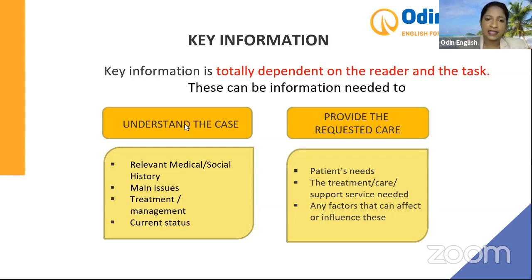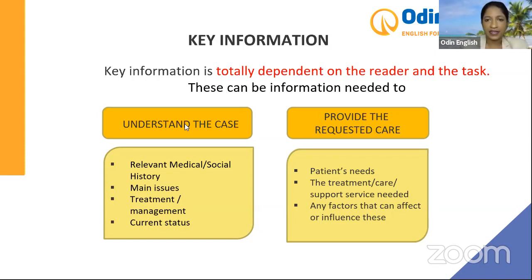So to understand the case, let's see what information would be needed for the reader or the recipient to understand the case. You will have to include the patient's relevant medical and social history, the patient's main issues, and the treatment or management that was given until then, and the patient's current status. To provide the requested care, you will have to include the patient's needs and what treatment or care or support service is needed. And you can also include any factors that can affect or influence these.